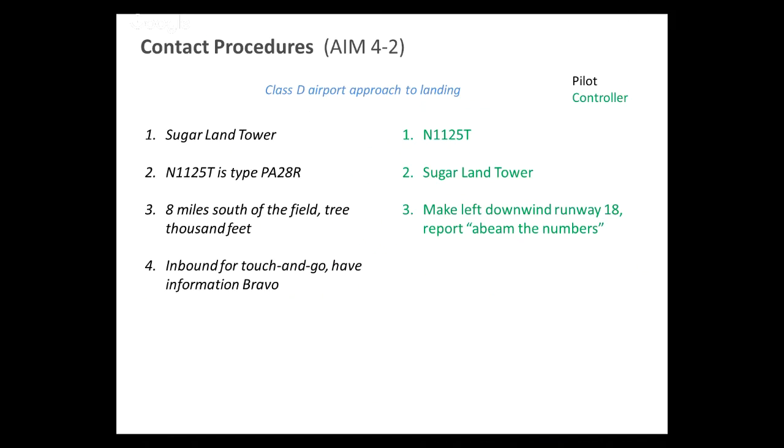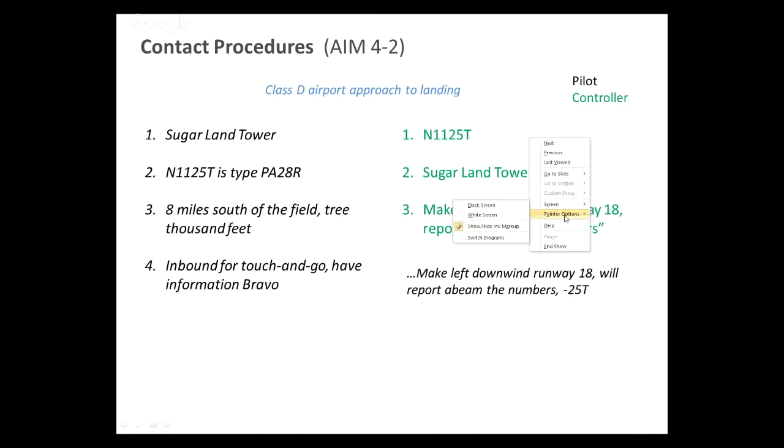Now the controller is going to come back and say, in similar fashion to the way we contacted him, November 1125 Tango, Sugarland Tower. And then he's going to give us an approach or a pattern entry clearance. Make left downwind, runway 18. Report abeam the numbers. So let's talk about abeam the numbers real quick. And I'm throwing a couple phrases in here because I want you guys to start learning some phrases.